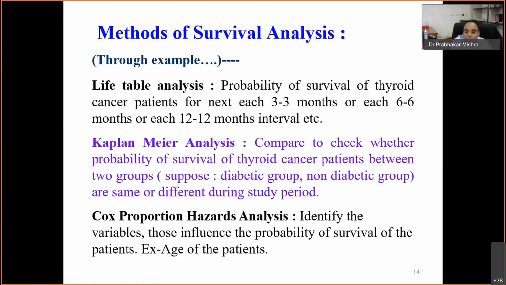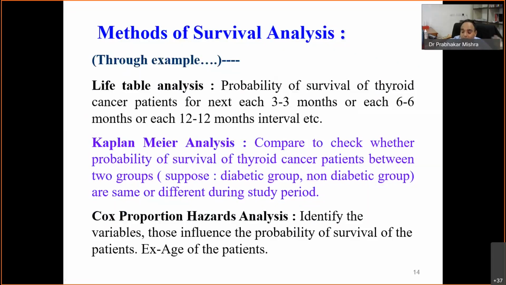See here, the probability of survival of a thyroid cancer patient for each next 3 months, or 6 months, or 12 months, or 9 months, 8 months, any duration we can decide. Then the probability of survival of a thyroid cancer patient for each, suppose we have a 4-year study duration. Our interest is to find out the survival of the thyroid cancer patient for every 6 months.